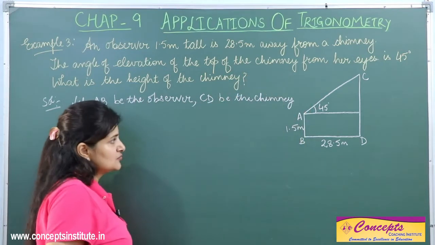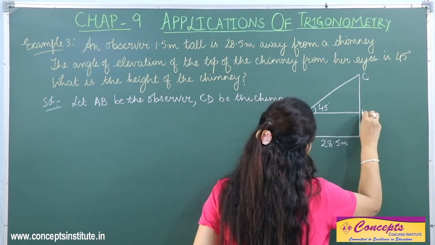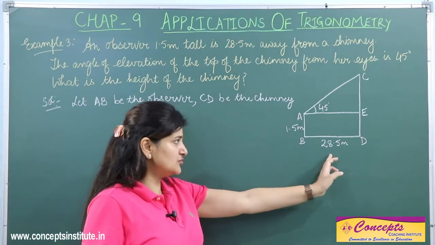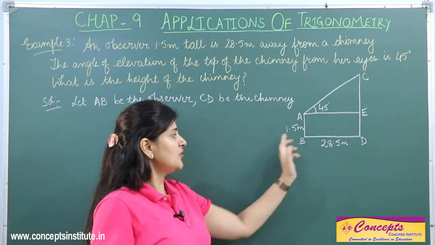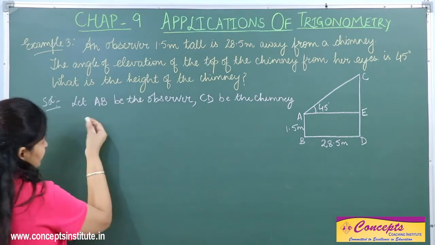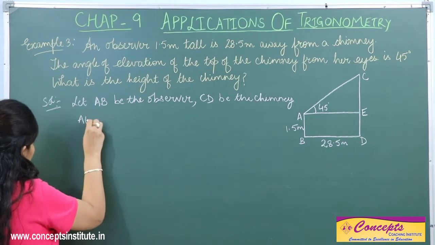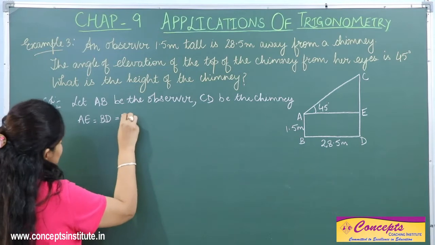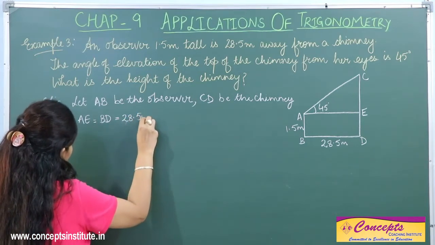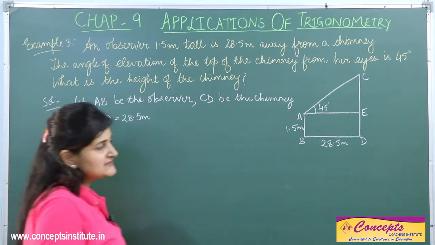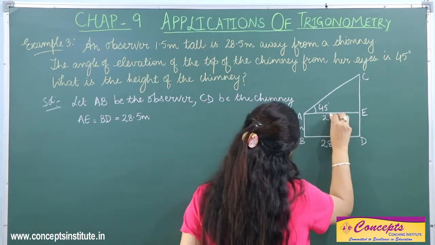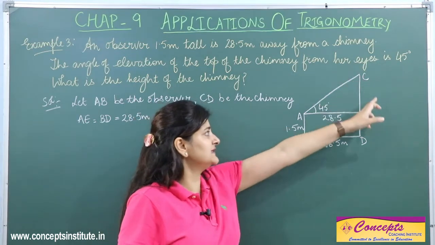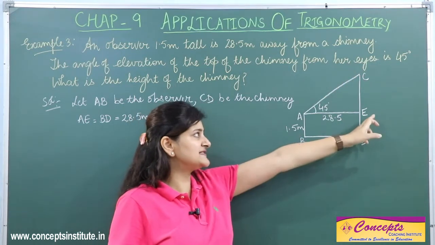Okay. Now students, I am going to call this point as, let's say, E. Now AE is equal to BD equal to 28.5 meters because this is obviously a rectangle, so we don't need to write that. I can straight away say that AE equals BD, and this equals 28.5 meters. Right, students? So can I apply trigonometric ratio in this angle CEA and find out the height CE?